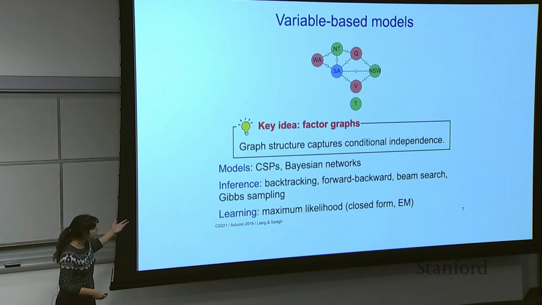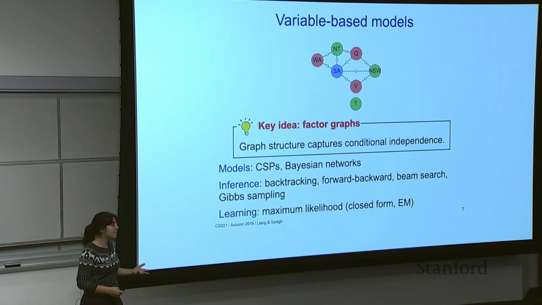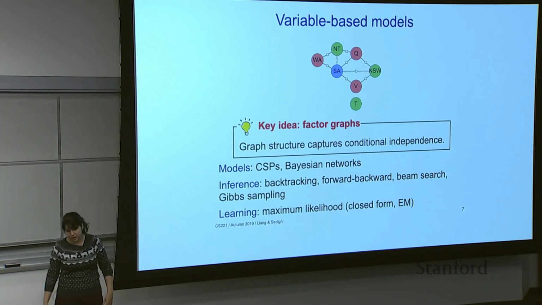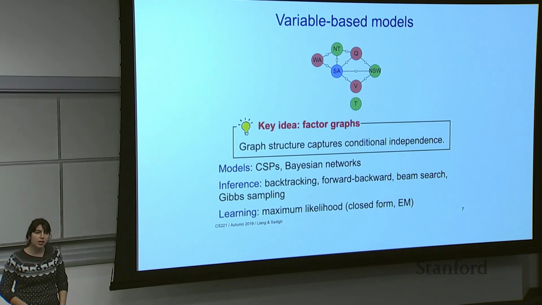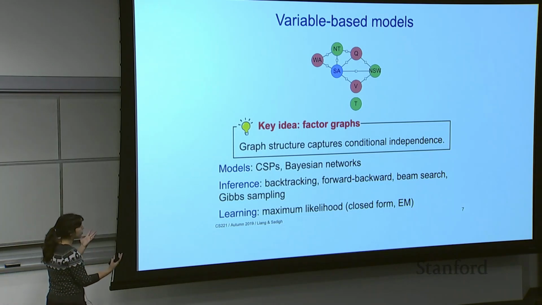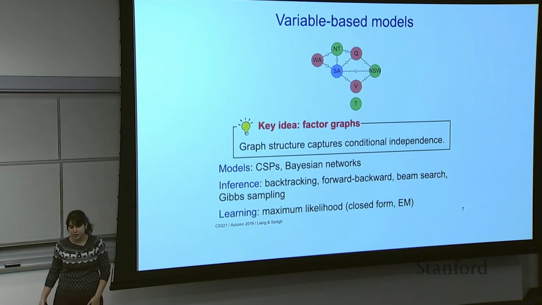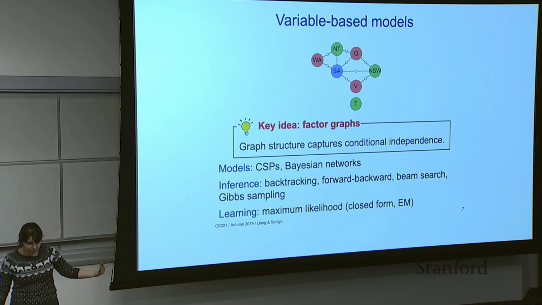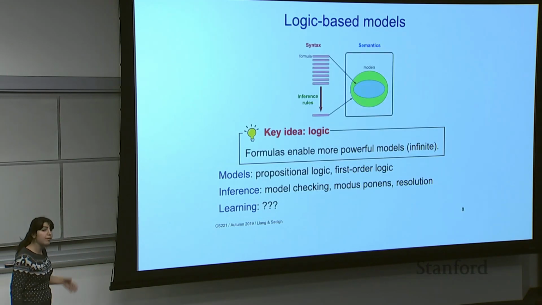The two types of models we discussed in this setting were constraint satisfaction problems and Bayesian networks. Bayesian networks were for the case where we have probabilistic relationships. And we talked about inference, specifically backtracking, forward-backward, beam search, and Gibbs sampling, as various ways of doing inference on these models. And when it came to learning, we looked at maximum likelihood and EM to try to do learning on these types of systems. Okay? And then finally, in the last few lectures, we've been talking about logic.